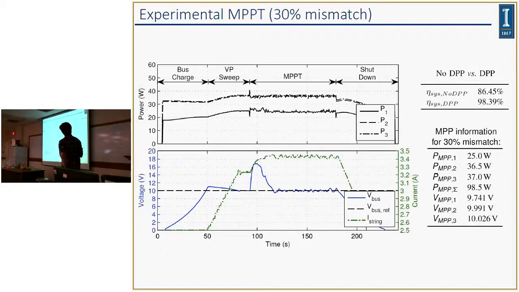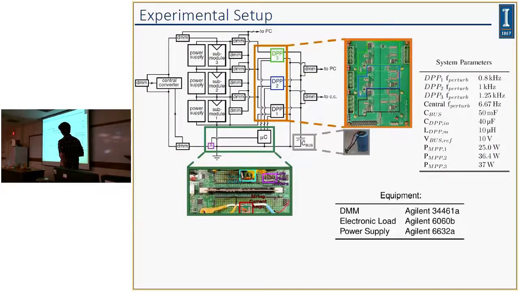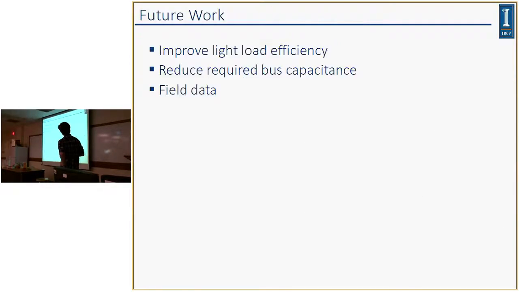If you look back at this curve, this is pretty awful, and these converters are usually processing a really small amount of power anyways, so you should have a really good light load mode control to improve this. Also, reduce the amount of required bus capacitance. I'm using a bus capacitor that's this big, and it's 50 millifarads.